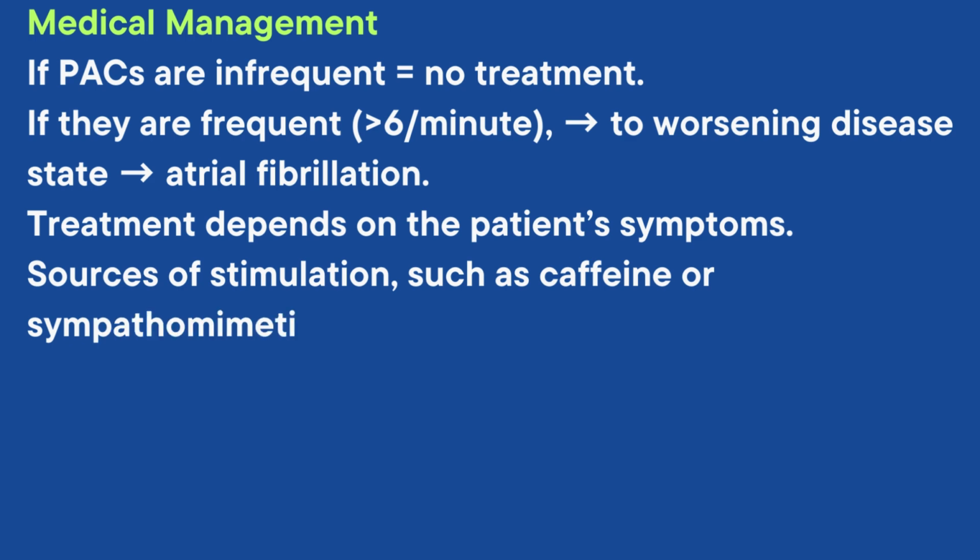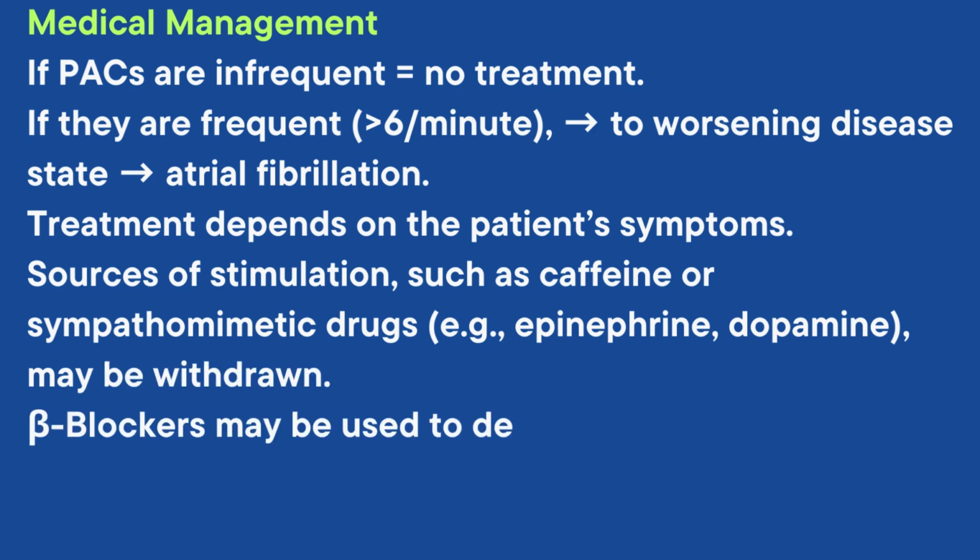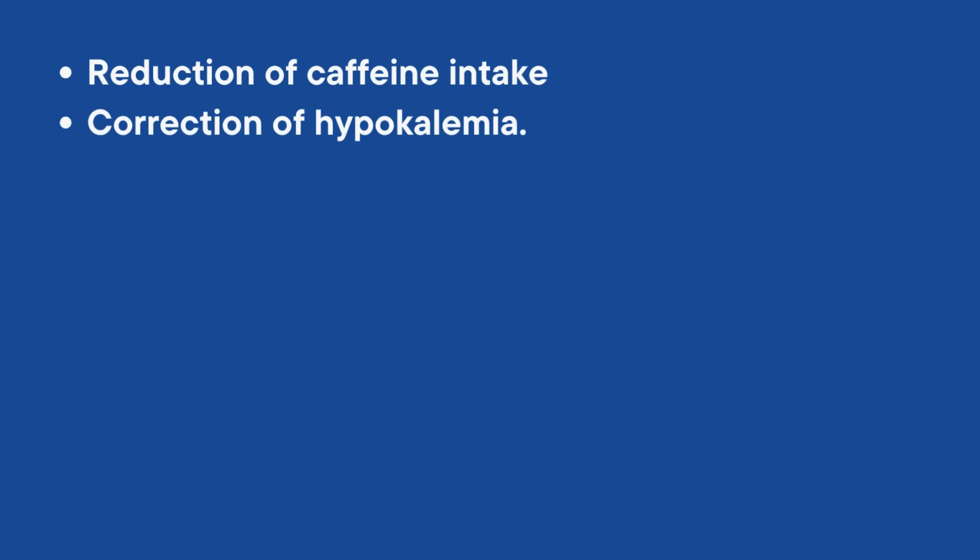Treatment depends on the patient's symptoms. Sources of stimulation such as caffeine or sympathomimetic drugs may be withdrawn. Beta blockers may be used to decrease PSS. Medical management is directed toward treating the underlying cause, for example, reduction of caffeine intake, correction of hypokalemia.